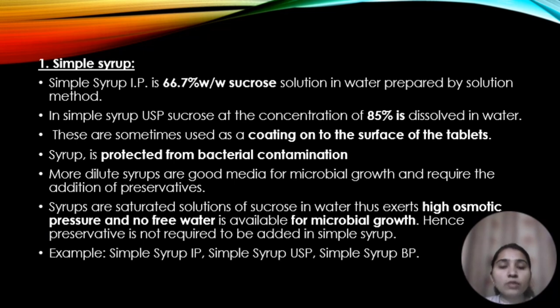Syrup is protected from bacterial contamination, whereas more dilute syrups are a good medium for microbial growth, because water is present in a larger amount, and they require the addition of a preservative. So what is the main purpose of a preservative? To prevent the growth of microorganisms. Syrups are saturated solutions of sucrose in water, and thus exert a high osmotic pressure, and no free water is available for microbial growth. Hence, a preservative is not required in simple syrup. So what are the examples? Simple syrup IP, simple syrup USP, as well as simple syrup BP.